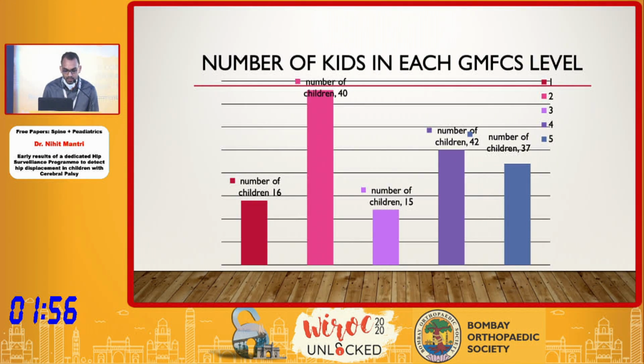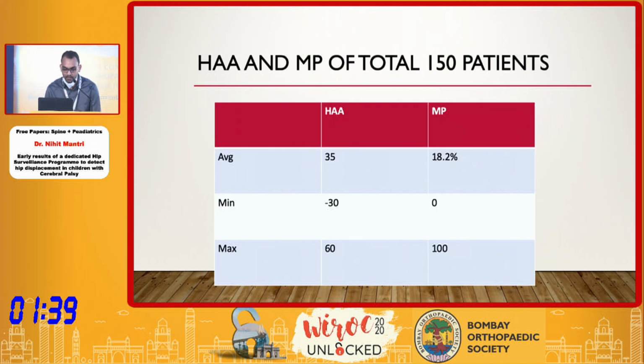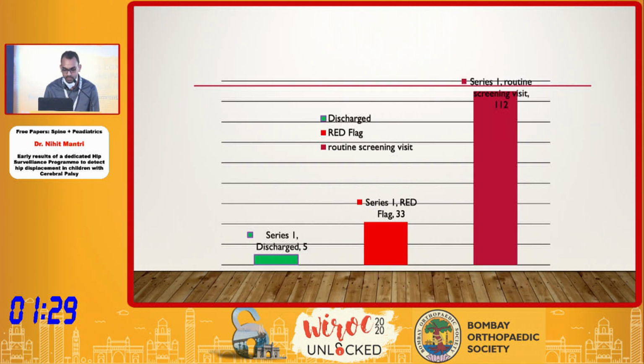The number of kids in different GMFCS levels: GMFCS 1 were 16, GMFCS 2 were 40, GMFCS 3 were 15, GMFCS 4 were 42 children, and GMFCS 5 were 37 children. Unilateral involvement was in 42 patients, and bilateral involvement in 108. The average hip abduction angle we found was 35, with a range of -30 to 60 degrees, and the average migration percentage was 18.2%, with a range of 0 to 100%.